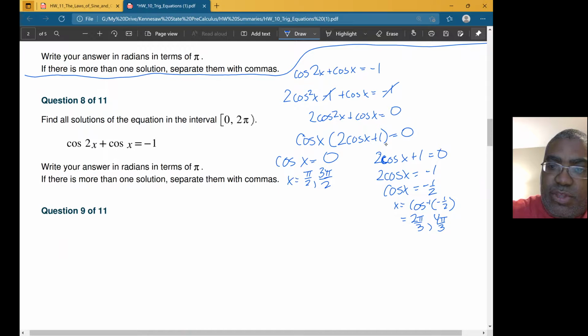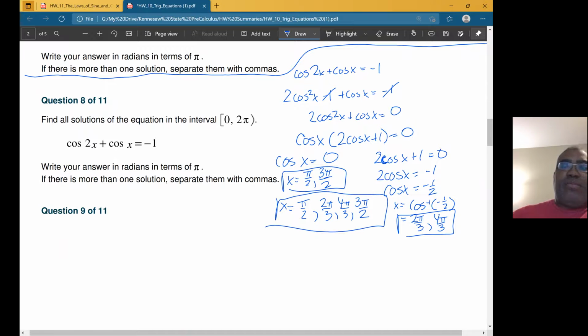So these are my answers. So it's all of them together. So I should do it like this. x is equal to pi over 2, 2 pi over 3, 4 pi over 3, and 3 pi over 2. Okay, those are in order. So we like to have them in order.